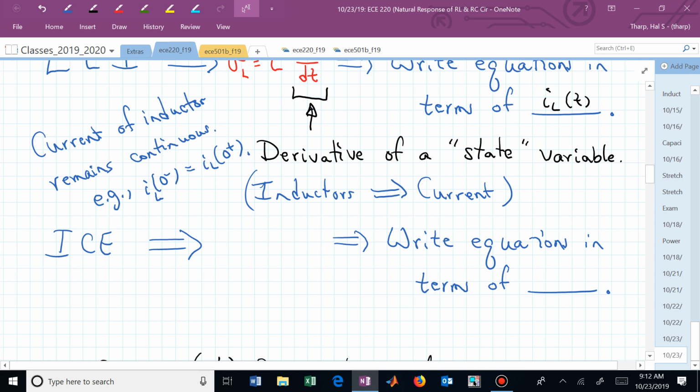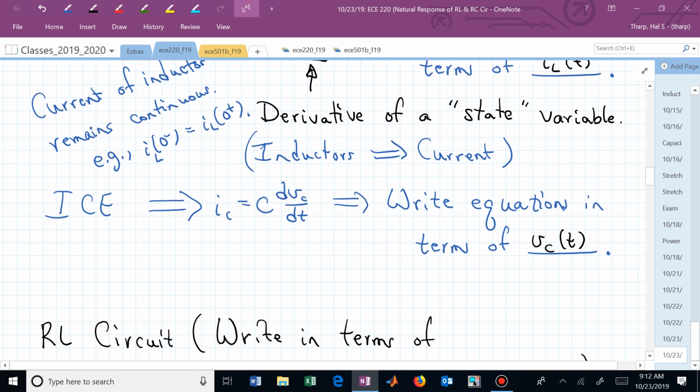We have a similar development relative to the capacitor. ICE tells us we now have I sub c is equal to C dv sub c dt. Now we know that we need to be focusing on the capacitor voltage if we're writing equations. In terms of capacitor variables, we want to focus on the capacitor voltage. Again, we have this derivative. And our state variable associated with a capacitor is its voltage.